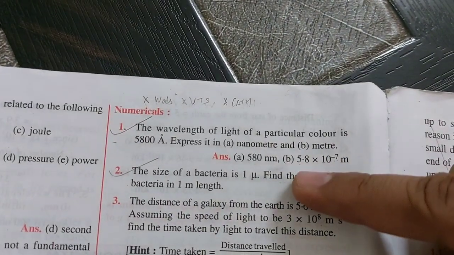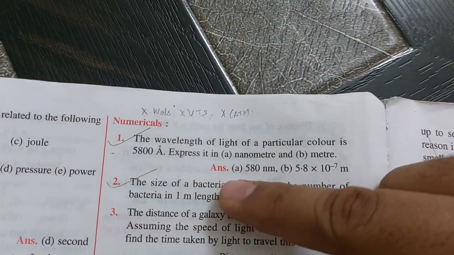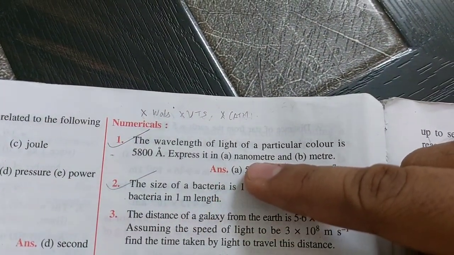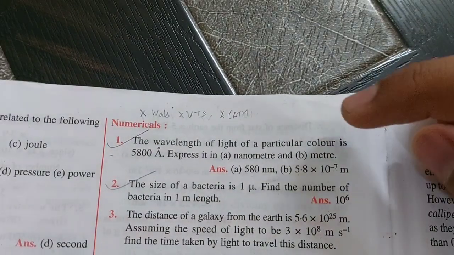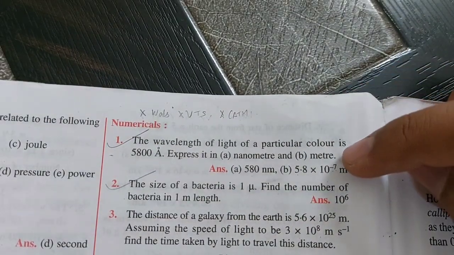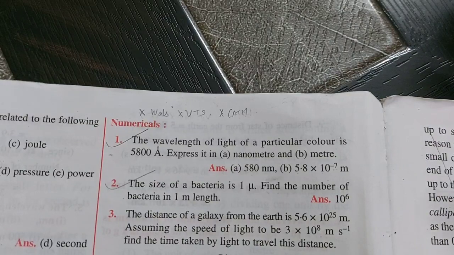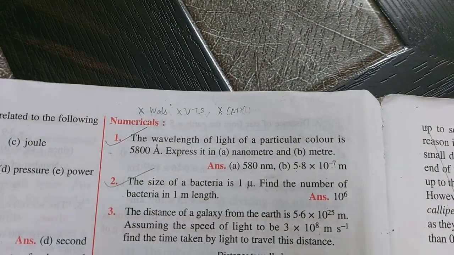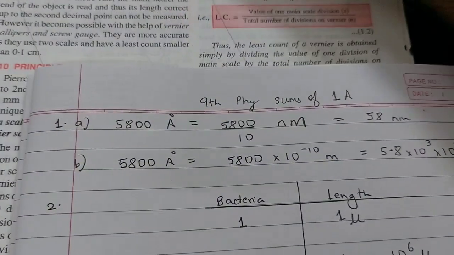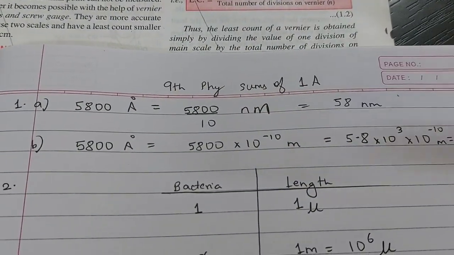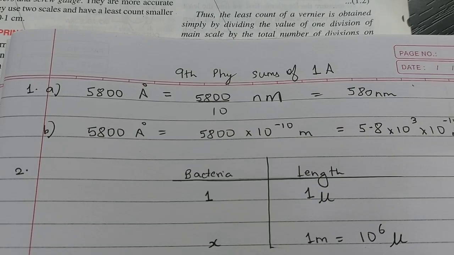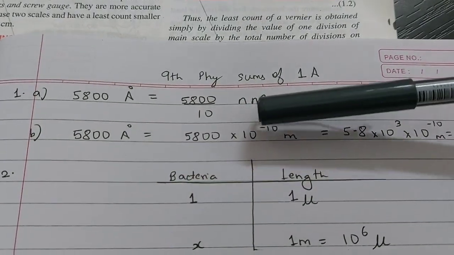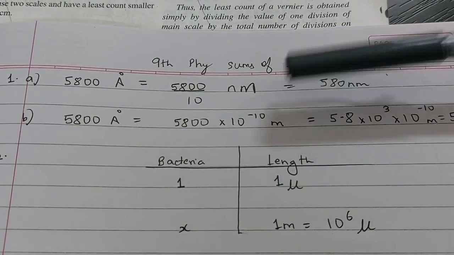Now, the first sum, converting an angstrom into nanometer. Well, 1 angstrom is 10 nanometer, and also 1 angstrom is equal to 10 raised to minus 10 meters. You have to learn all the conversions from the theory of the chapter to be able to do all the numericals. So 5800 angstrom will be 580 nanometer, and to convert it to meter, just do into 10 raised to minus 10.